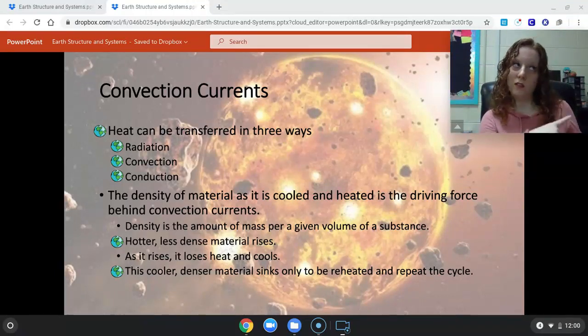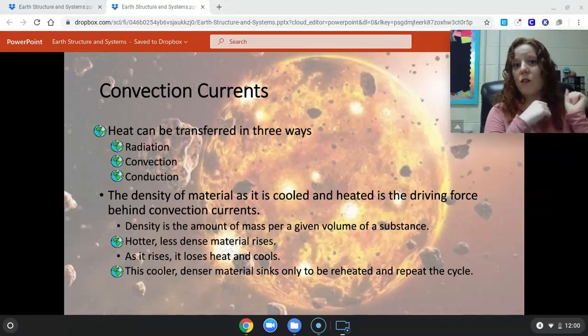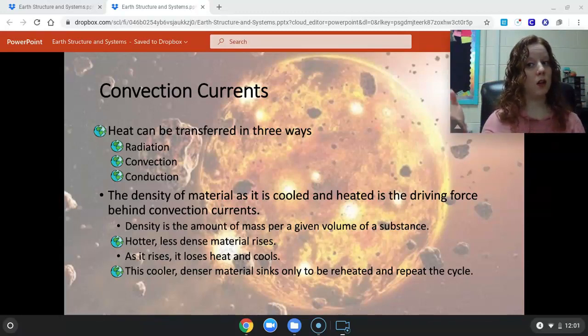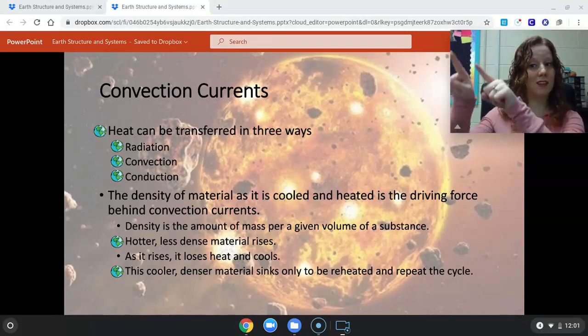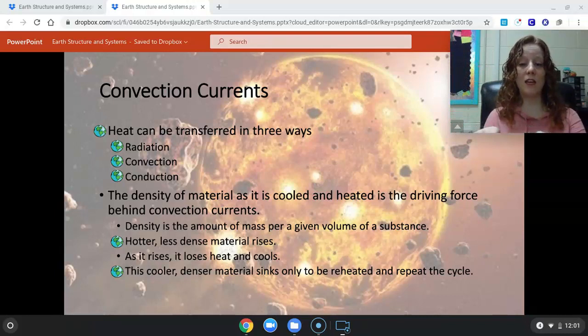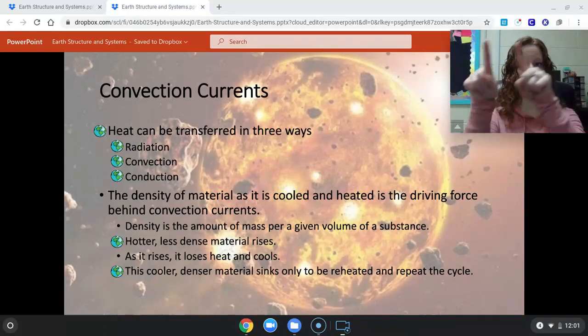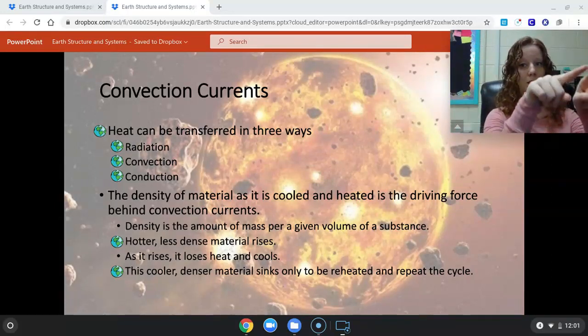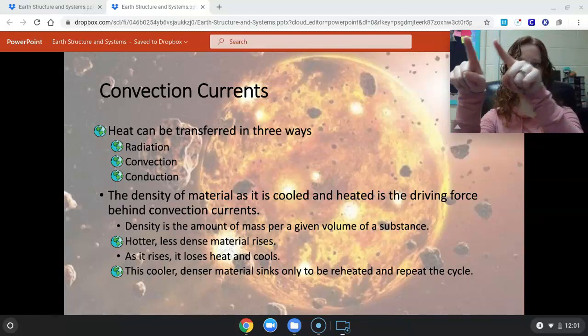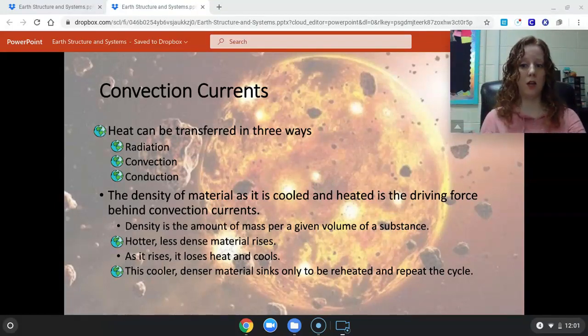We just said on the last slide that the deeper you get into Earth, the hotter it gets. So as it's sinking back down into Earth, it's heating right back up. And as it's heating up, it's going to start rising. So this is like a never-ending vicious cycle. Heats up, rises. As it rises, gives off heat and cools. As it cools, sinks. Heats back up, lather, rinse, repeat. So that's what's going to be happening with these convection currents.